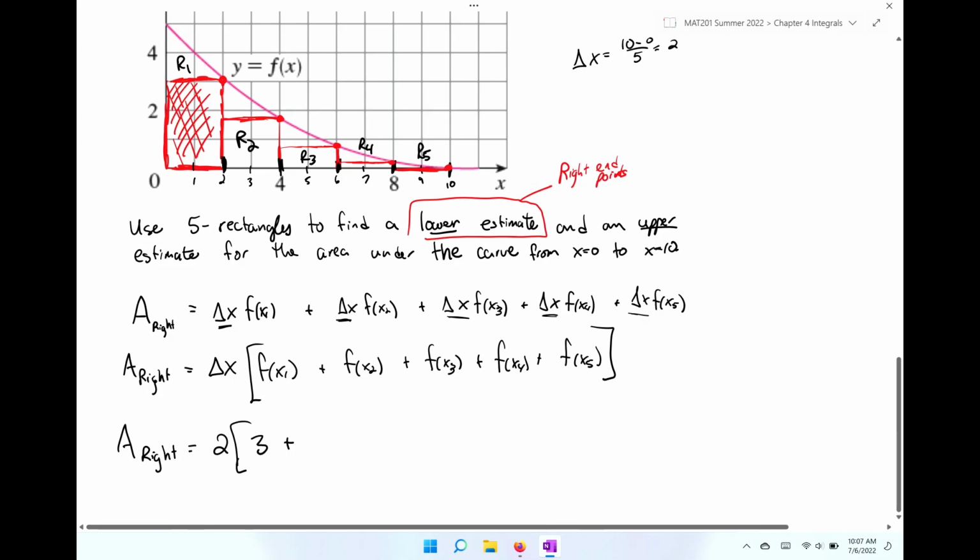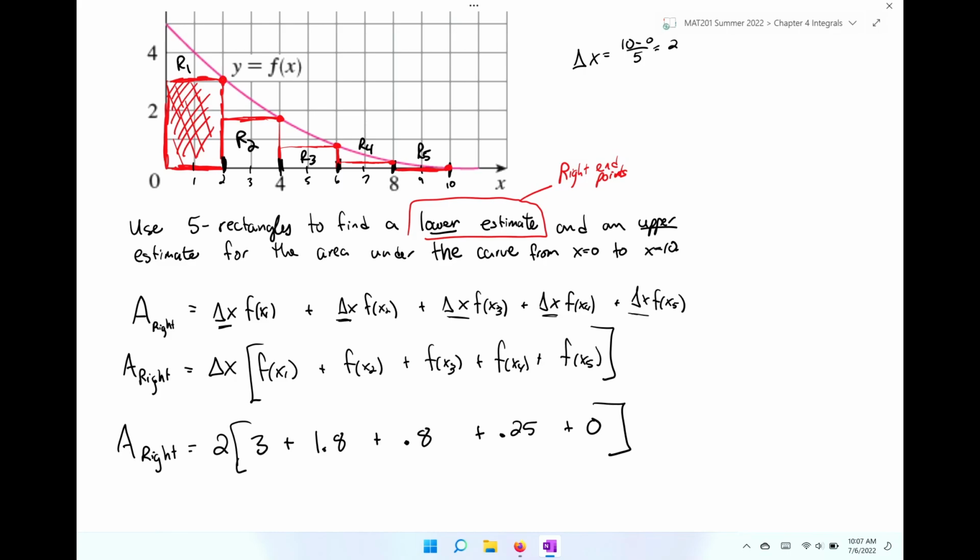Plus the second one, it's a little bit under 2, so we'll say 1.8. For 3, it's a little bit under 1, so we'll call that 0.8. For 4, that is definitely well below 1, so we'll call it 0.25. And then for 10, all right, it's really near the x-axis, so I'm just going to call it 0. So all I'm going to do here is just grab my calculator, add it up, and multiply by 2.